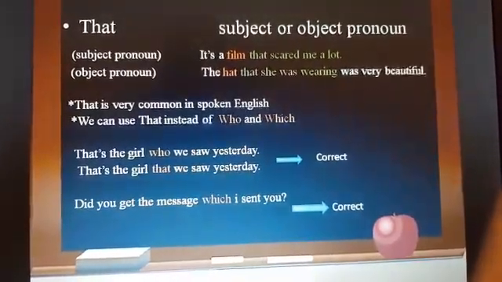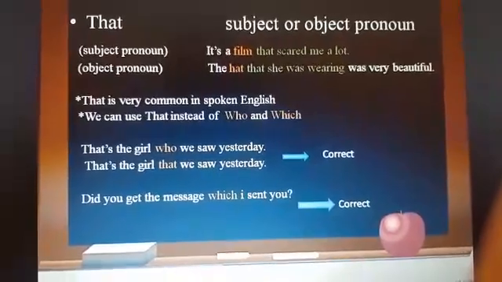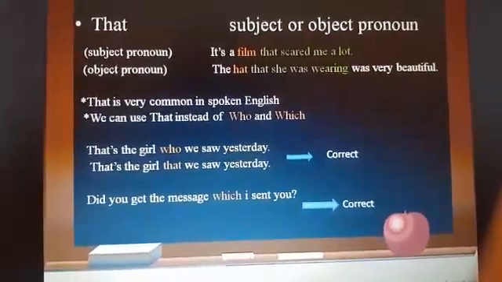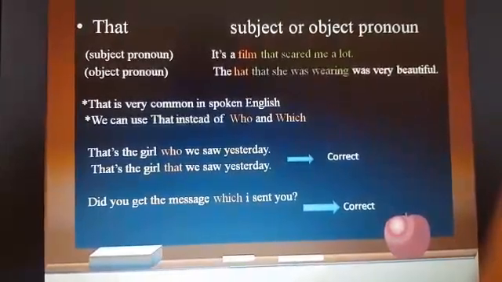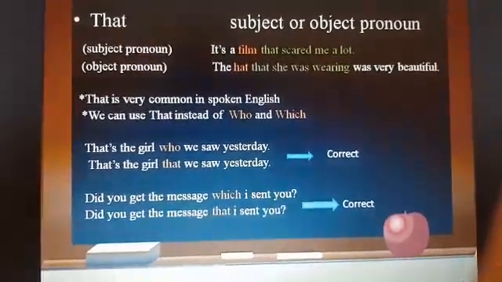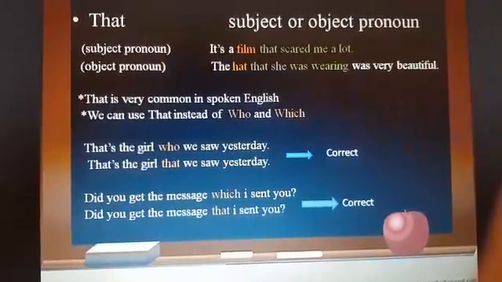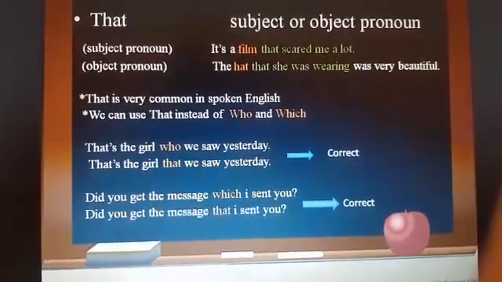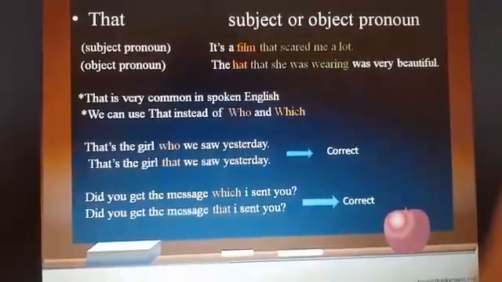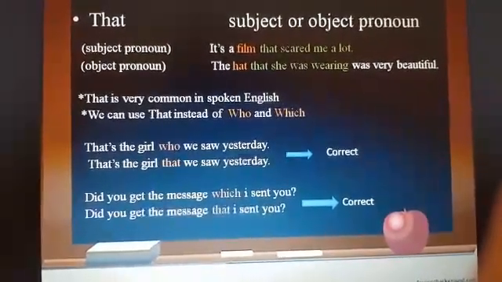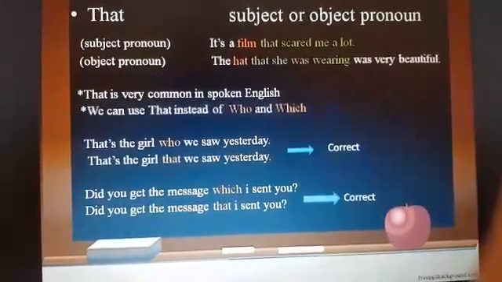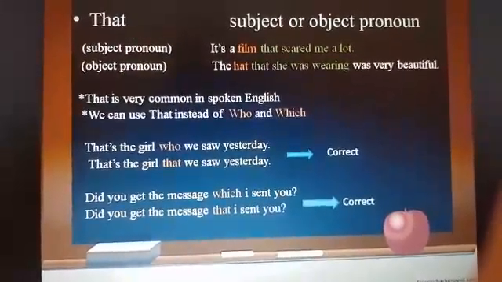Did you get the message which I sent you? Which I sent you is the defining relative clause. As you can see, we have used the relative pronoun which. Now, did you get the message that I sent you? So instead of which, we have used that and it still makes sense. So did you get the message that I sent you? Or did you get the message which I sent you? Both of the sentences are correct.